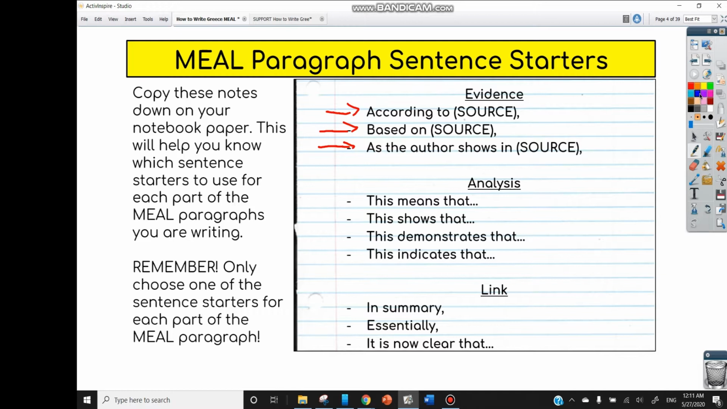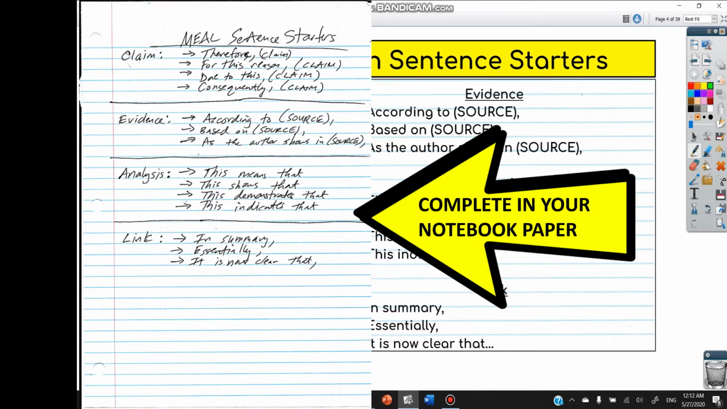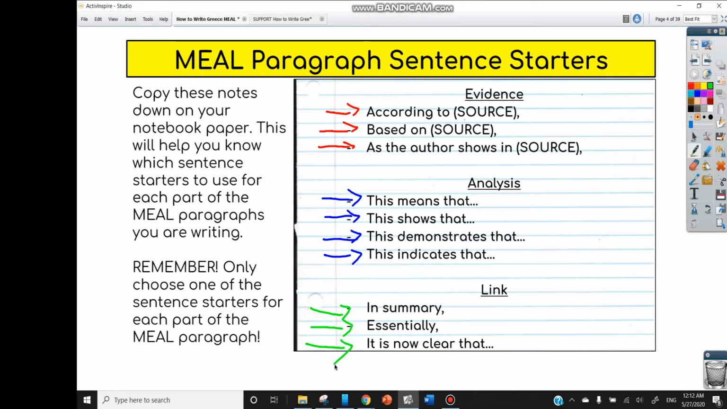For analysis, you have these different ways to start. You can start it by saying this means that, this shows that, this demonstrates that, and this indicates that. And for link, you can start it by saying in summary, essentially, and it is now clear that. So hopefully you have written down these sentence starters on a separate piece of paper so that you can reference them. And I will reference these sentence starters throughout this explanation as well.